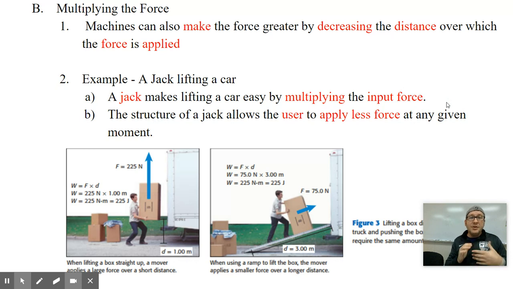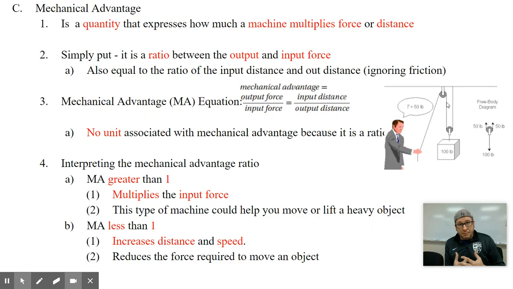Machines can also make the force greater by decreasing the distance over which the force is applied. Going back to the jack, a jack makes lifting a car easy by multiplying the input force, and the structure of that jack allows the user to apply less force at any given moment. So you apply less force, it multiplies the force, and you go a shorter distance, and eventually the car will begin to raise up. Each machine, whether simple or complex, is going to have what we call a mechanical advantage.